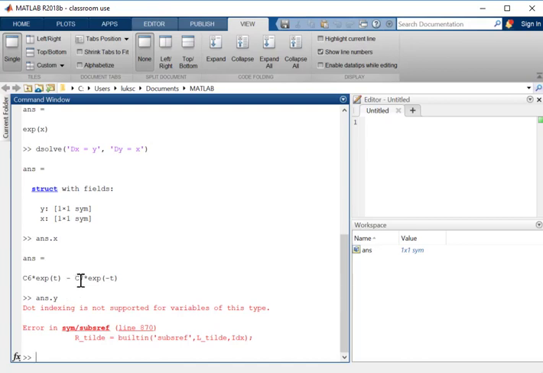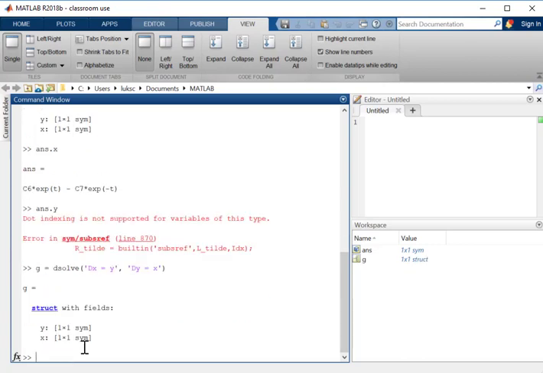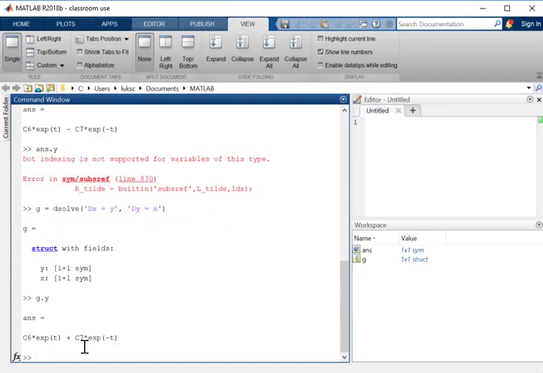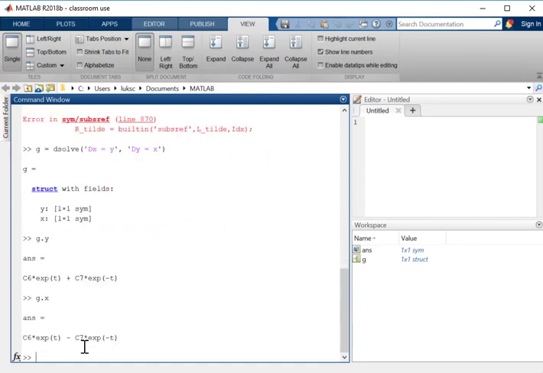This is where you get into trouble for having not remembered to, up at the top, if I had said G equals, okay, and now I could look at G dot Y, G dot X, and it will give me the various components of that system. But you see how easy it is for problems where you have an analytical solution.